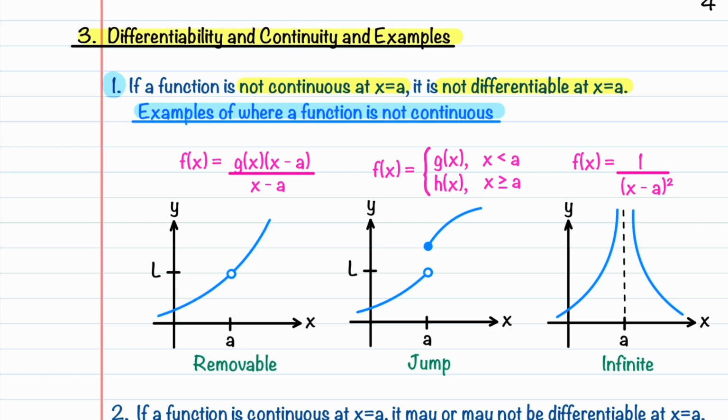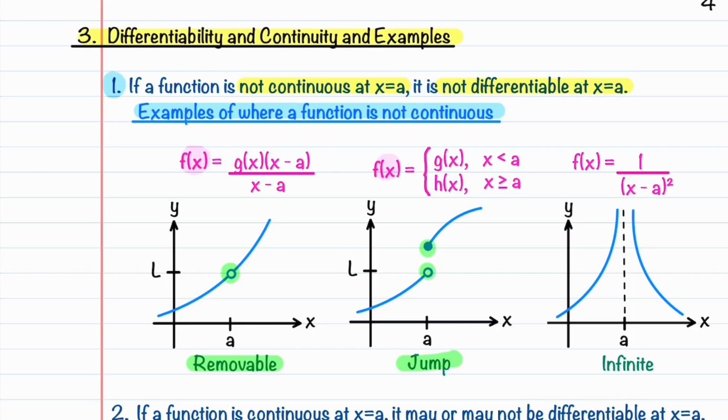Our first function is where we have a removable discontinuity at x equals a. A function that has this type of removable discontinuity can look like this: f of x is g of x times (x minus a) over (x minus a), where the x minus a's cancel out, and of course g of x is defined at x equals a. A function is also not continuous where it has a jump discontinuity, like at the point x equals a, and this function f of x is often a piecewise function where it's defined to be g of x when x is less than a and h of x when x is greater than or equal to a.